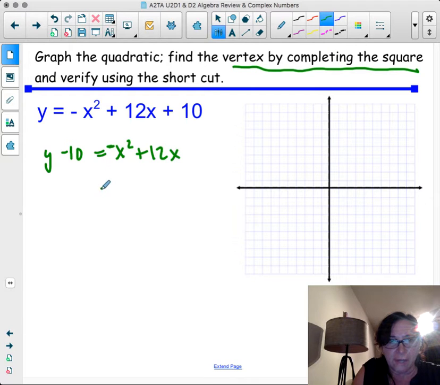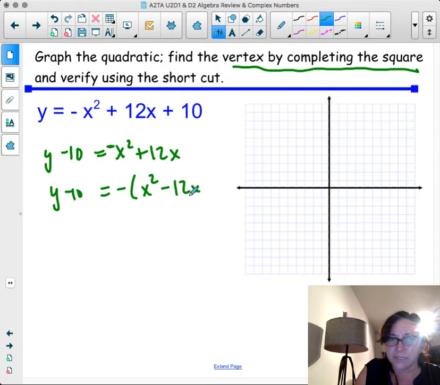So what you're going to have to do is factor that out. So I have x negative parenthesis x squared minus 12x. And then here, this is still y minus 10. Half of 12, now I'm going to complete the square. So half of 12 is 6. 6 squared, it's negative 6, but 6 squared is 36. So I'm going to add negative 36.